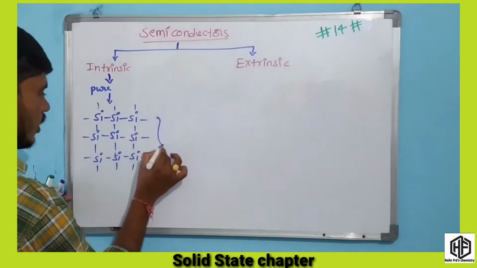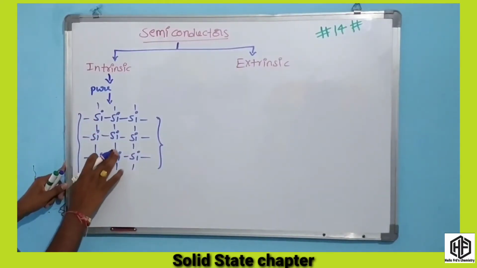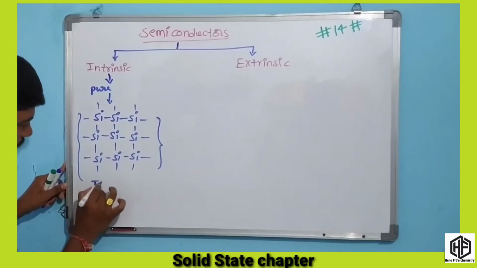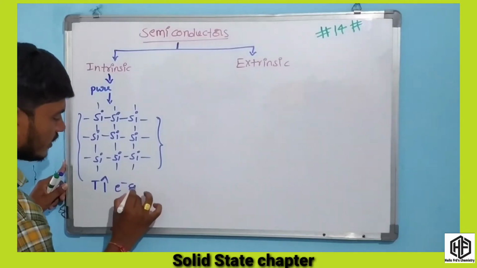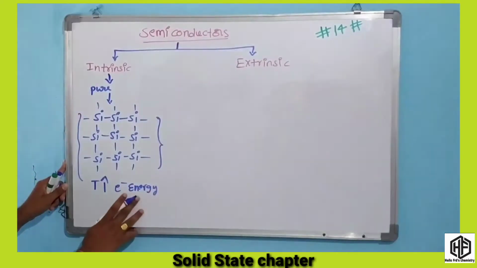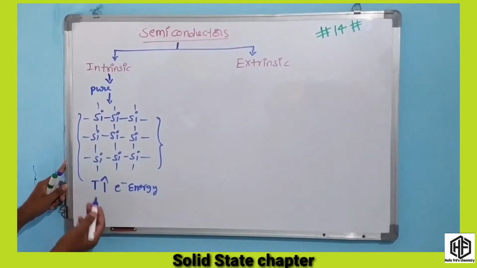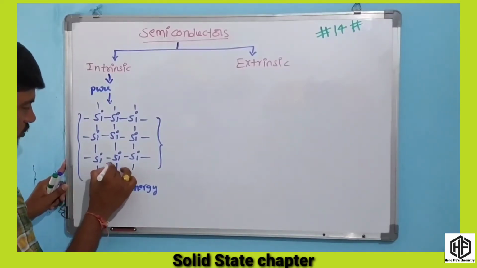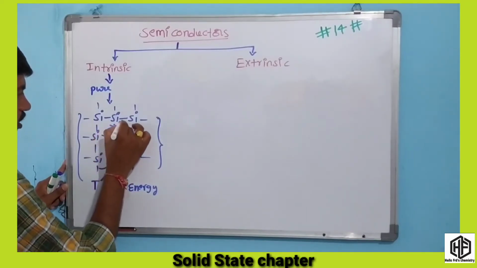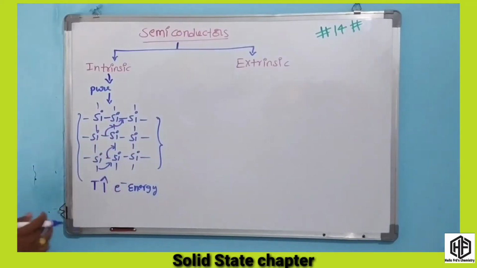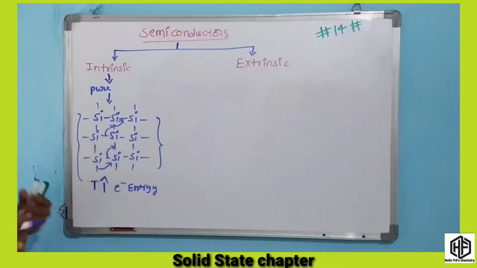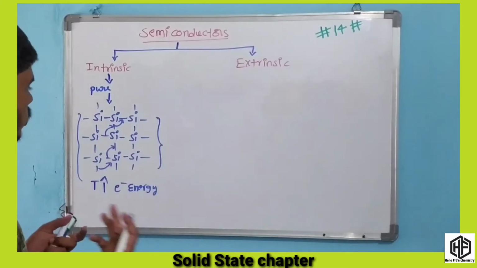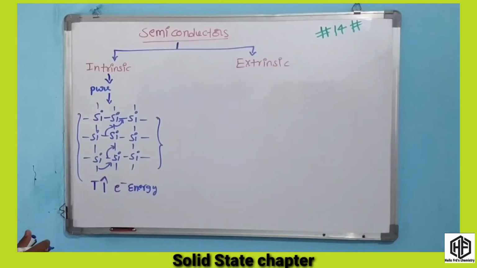Okay friends, in this silicon crystal lattice, at normal temperature the lattice is like this, but when the temperature increases, the electron energy increases. Whenever electron energy increases, these bonded electrons flow like this. The bonded electrons flow through the silicon crystal lattice. Whenever these electrons flow in the lattice, it shows conductivity. This is the example of an intrinsic semiconductor.